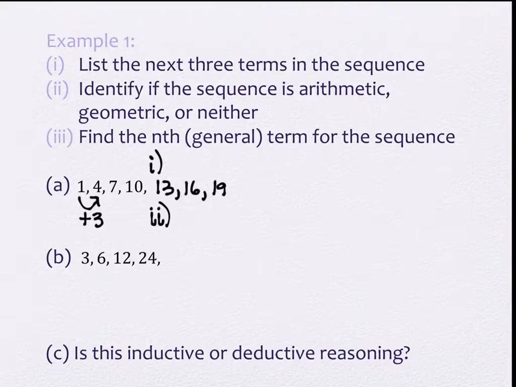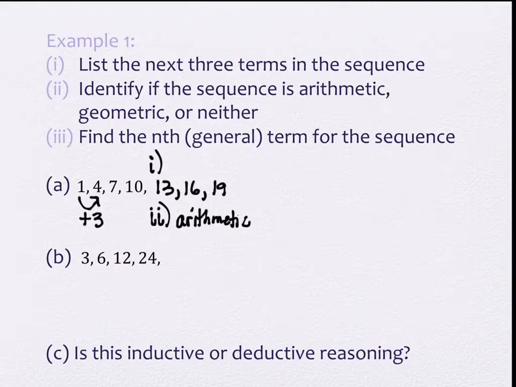Is it arithmetic, geometric, or neither? It is arithmetic. Absolutely. Arithmetic means I add the same number every time. We would call the number 3 our common difference. That's what we would call it.